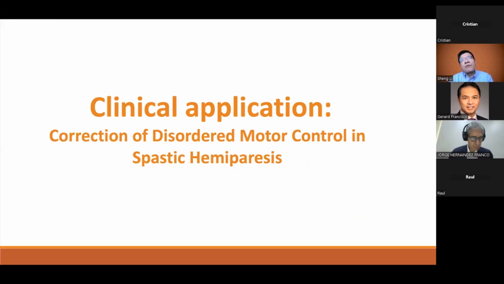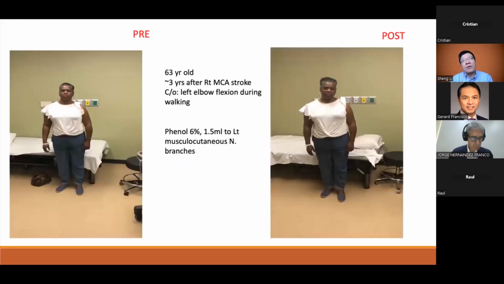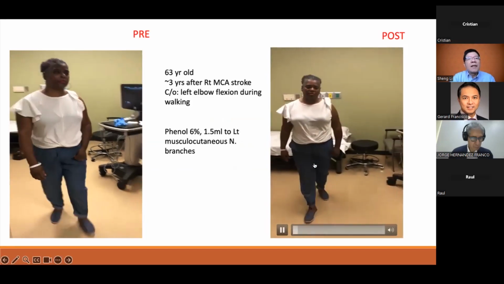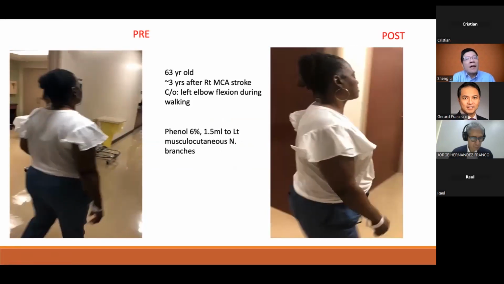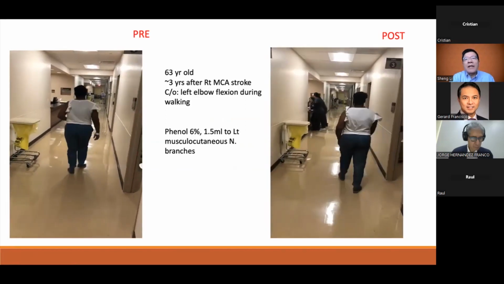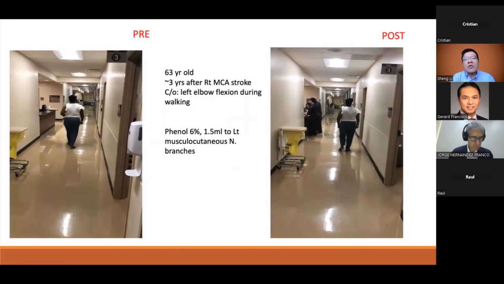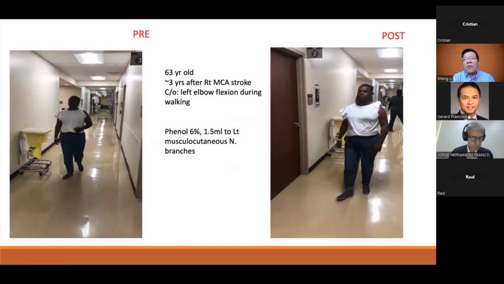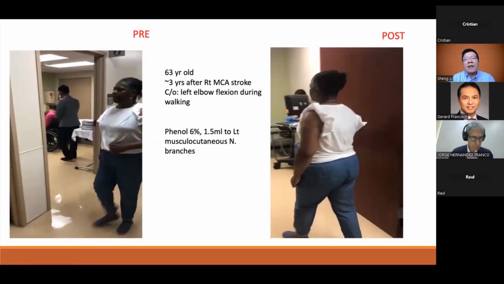Not only have we expanded the use of phenol injection beyond just severe spasticity, we've also used it for those with voluntary motor control. As shown in this case, this is a stroke patient complaining of left shoulder swinging during walking. As you can see here, after phenoneurolysis to the left musculocutaneous branch, her walking is much better, with no more chicken winging of the left arm.